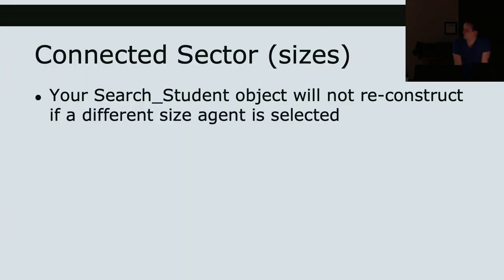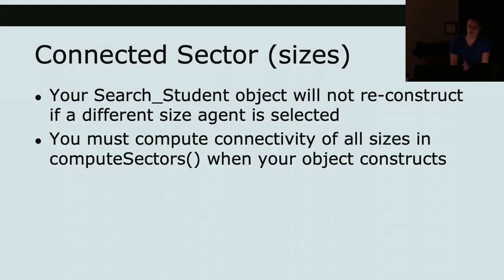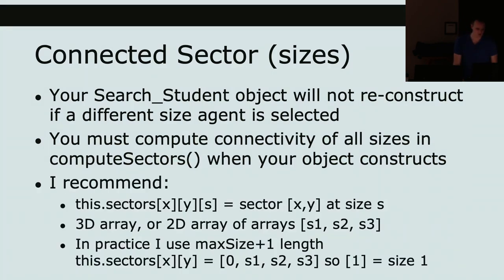So your search student object will not reconstruct if a different size is selected in the UI. So changing the size in the UI does not reconstruct your object. That means you must compute connectivity for all sizes, for size 1, 2, and 3 in that same function. And so what I recommend is you have a this.sectors, a 3-dimensional array.